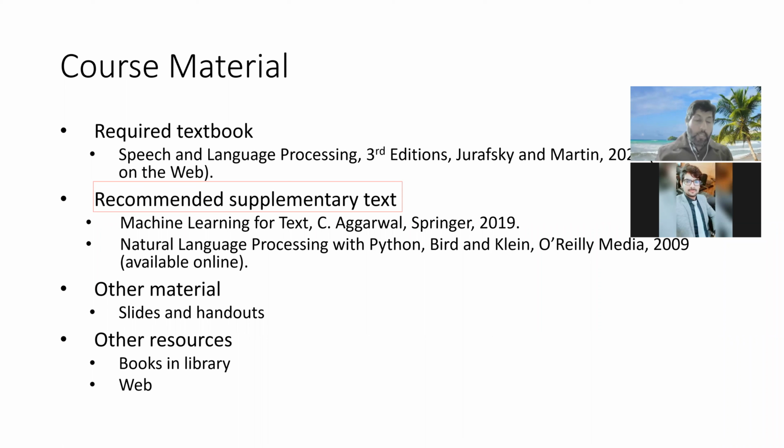The recommended supplementary texts: there are actually many books on NLP, but I have mentioned two of them here. Machine Learning for Text is also a new book by Aggarwal, a very popular researcher from IBM. It's a good book. I have this book in digital format and might be sharing it with you, but it's licensed, so I'll see how it can be managed. The first book, as I said, is freely available online, so that's not an issue.